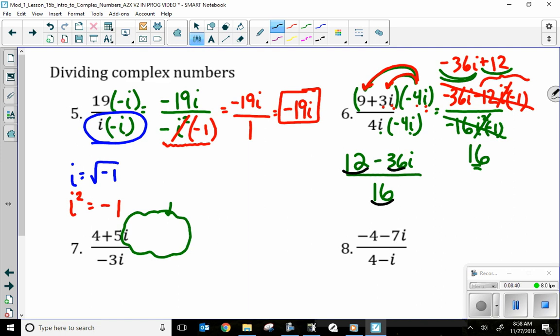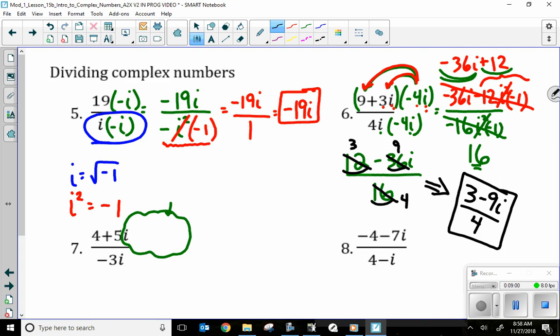So I'm going to reduce those all by dividing them all by 4. 4 goes into 12 3 times. 4 goes into 36 9 times. And 4 goes into 16 4 times. So when everything's all said and done, it's 3 minus 9i all over 4. If this were multiple choice in a test, simplest form would look like that. This, what I had in green, although it's correct, it's not in simplest form because it could be reduced.